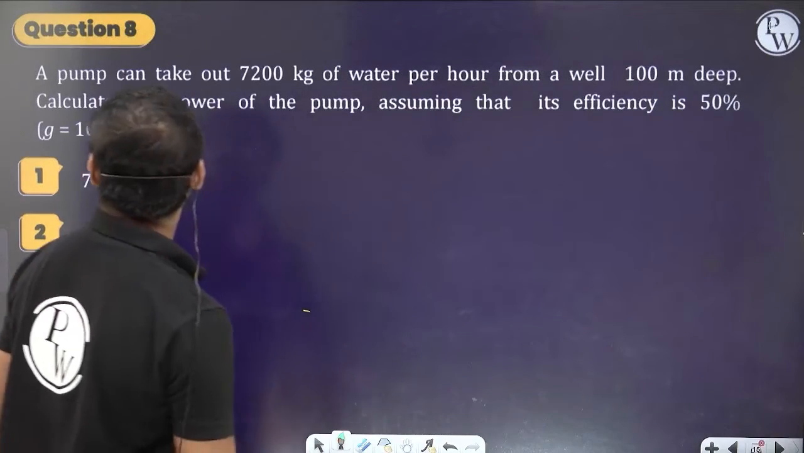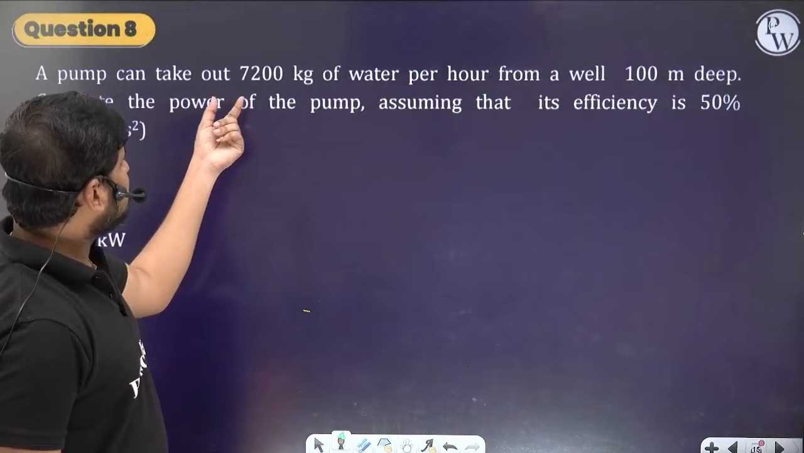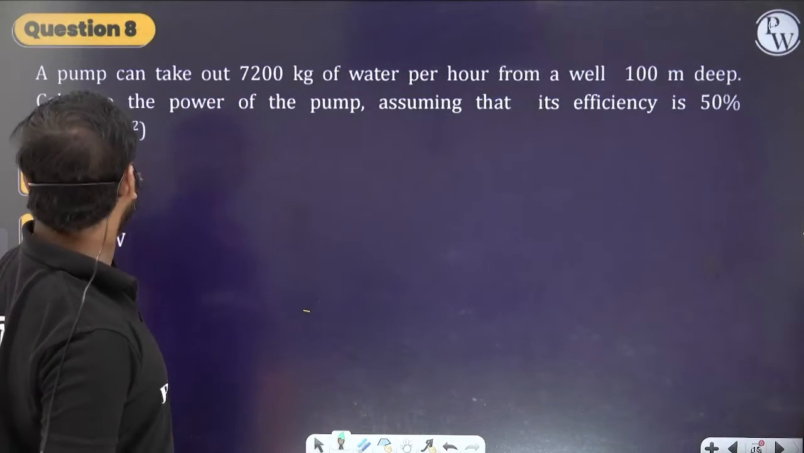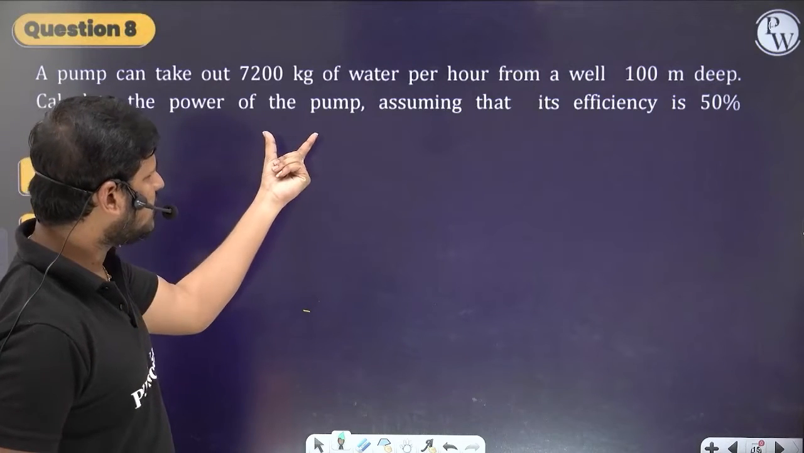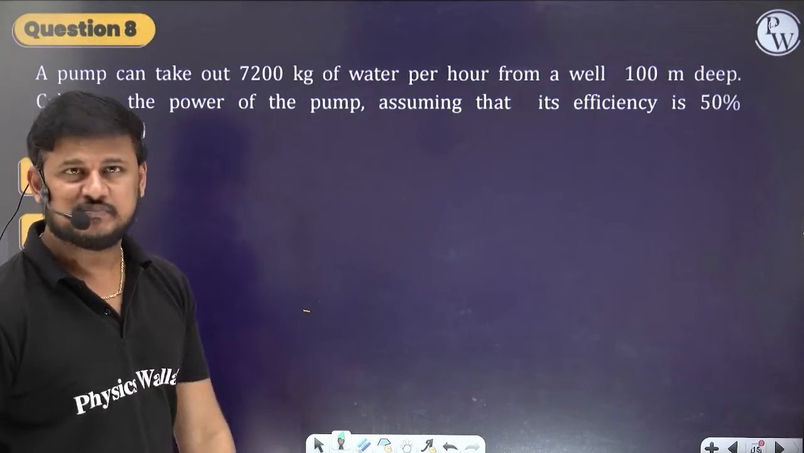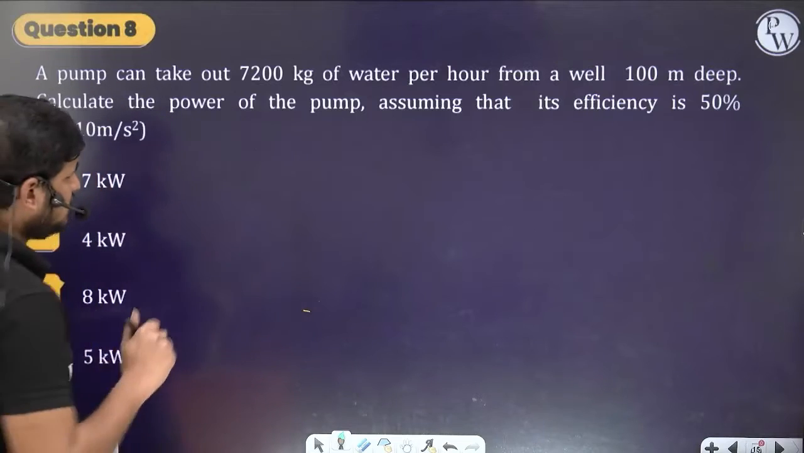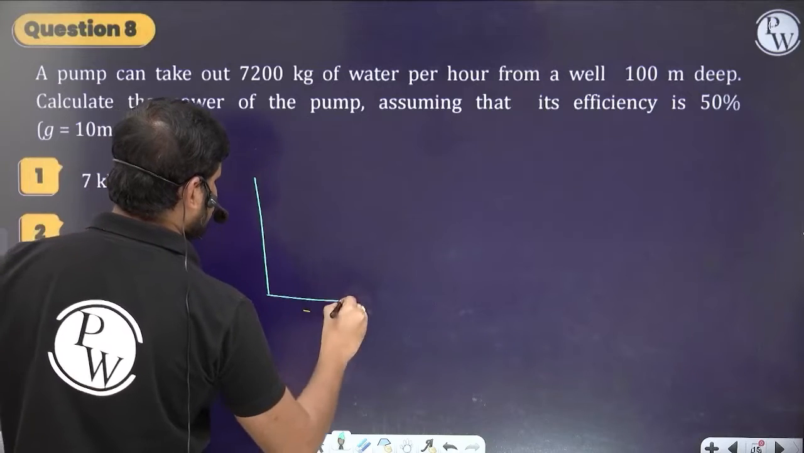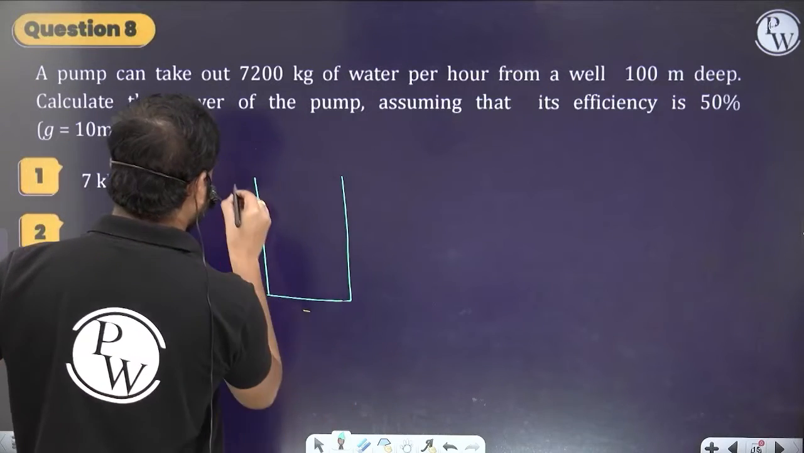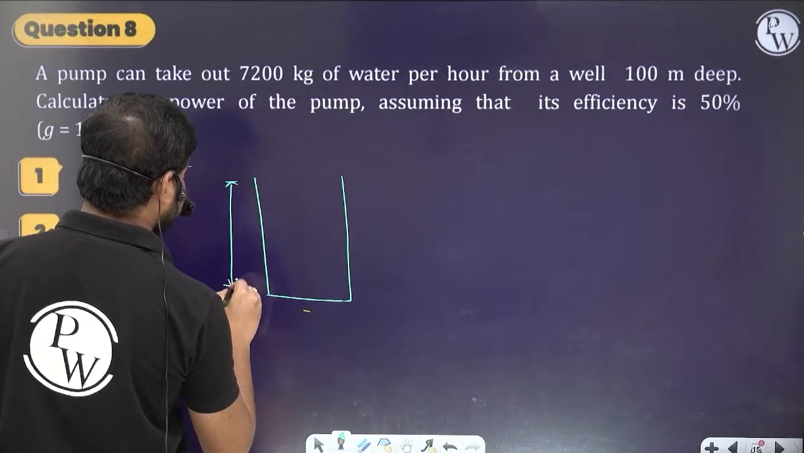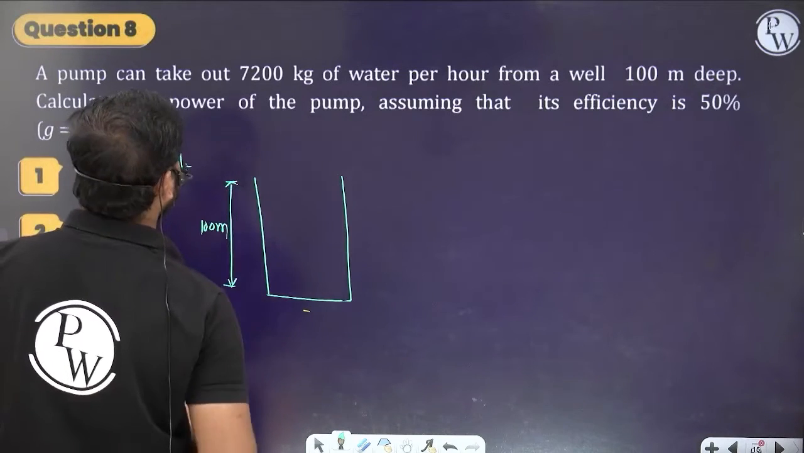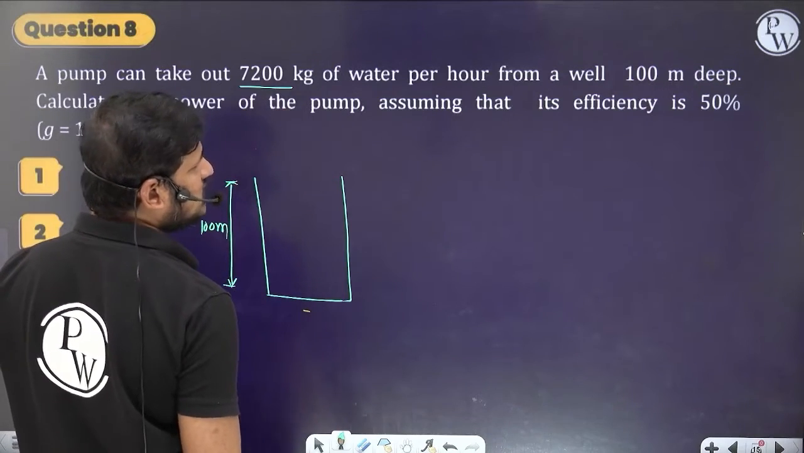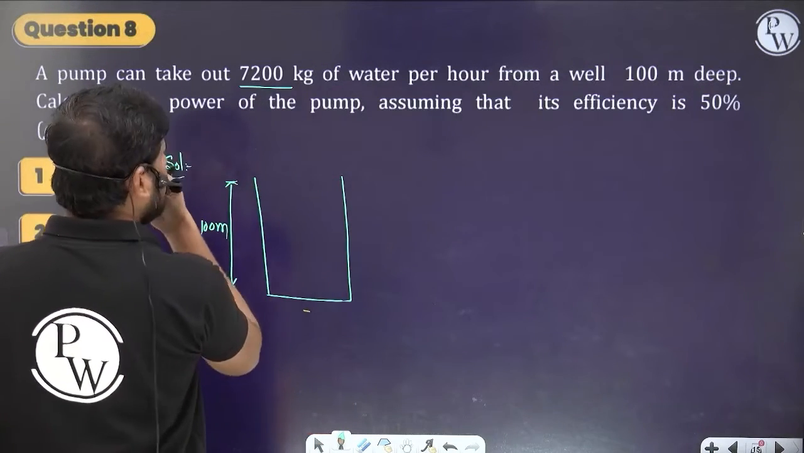A pump can take out 7200 kg of water per hour from a well 100 meters deep. Calculate the power of the pump assuming that its efficiency is 50%. Simple question. There is a well, and from 100 meters deep the water is being dug out. Per hour, 7200 kg of water is being dug out. Then what is the power of the pump?